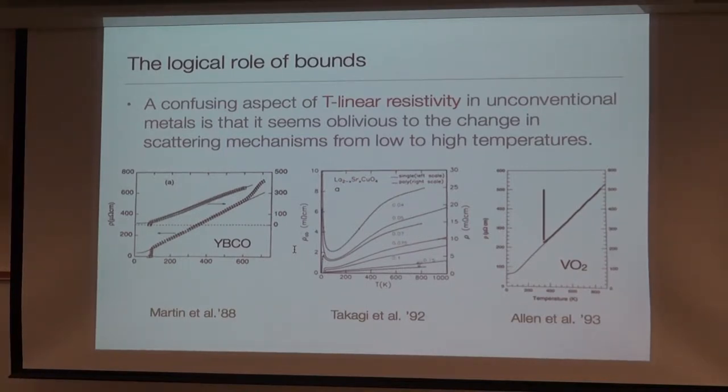In some cuprates you can apply magnetic fields, and the T-linear resistivity at optimal doping just goes down to zero temperature. So to a first approximation, it's T-linear from zero to infinite temperature. And there are many different scattering mechanisms that should be kicking in while that's happening, so you would expect to see some kind of kinks in the resistivity that you don't. All right, so very good. So it seems to be oblivious to the changes in scattering mechanisms from low to high temperature.